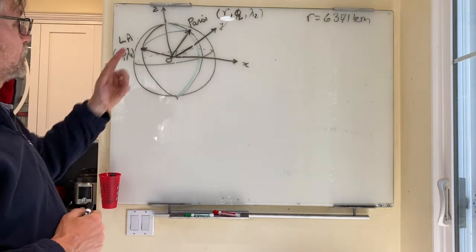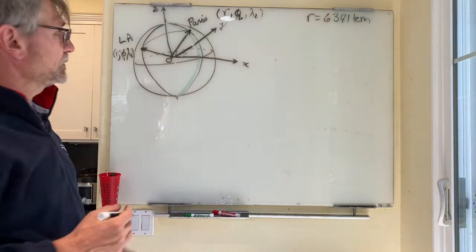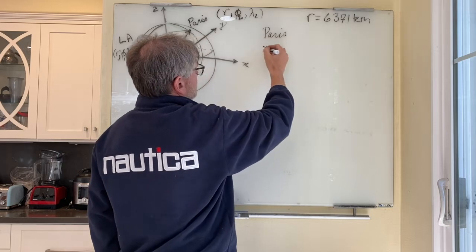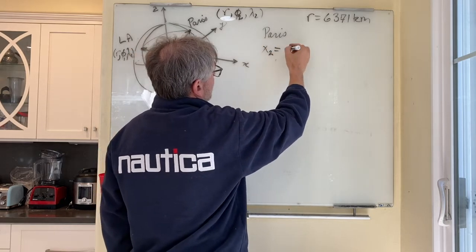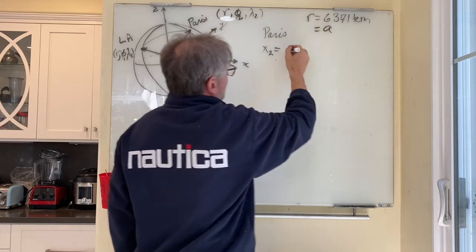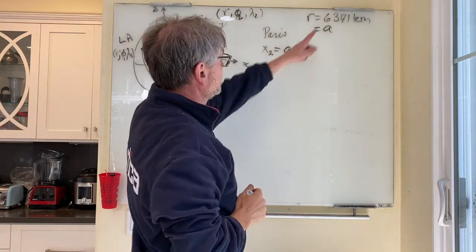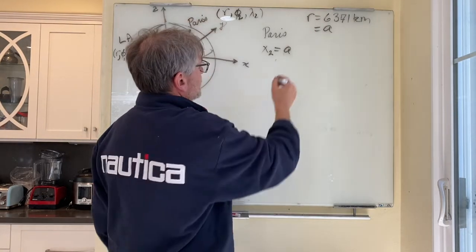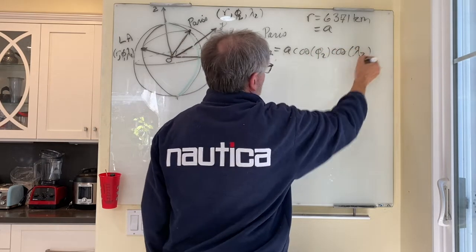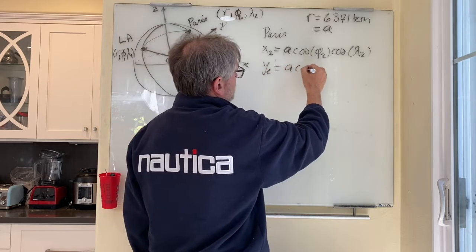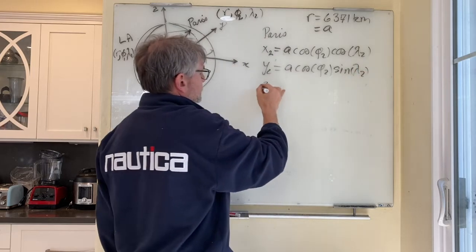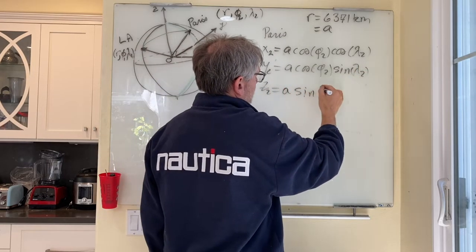All right, so the first thing we'll do is convert the spherical coordinates to Cartesian coordinates. For Paris, that's easy: x2 is equal to a, or r here, let's call it a, because that's that particular coordinate value, a, which is 6,371 kilometers, times the cosine of phi2 times the cosine of lambda 2. And then y2 is equal to a cosine of phi2 sine of lambda 2. And finally, z2 is equal to a sine of phi2.